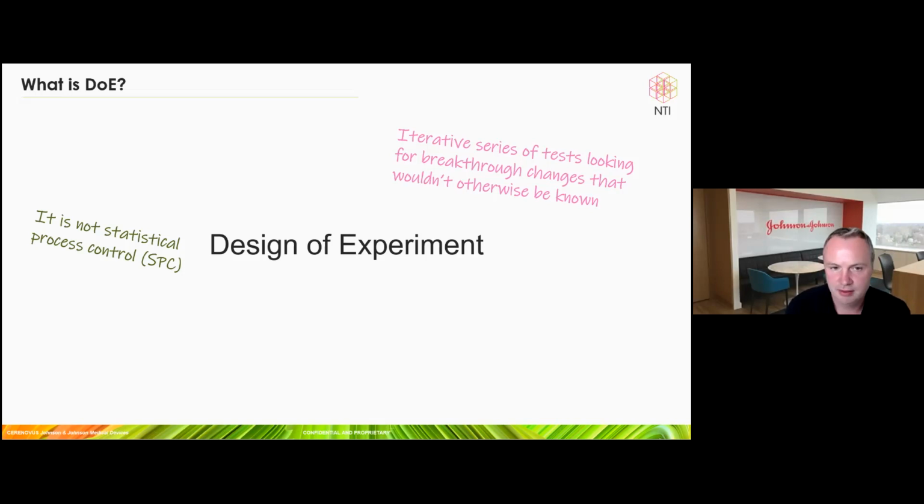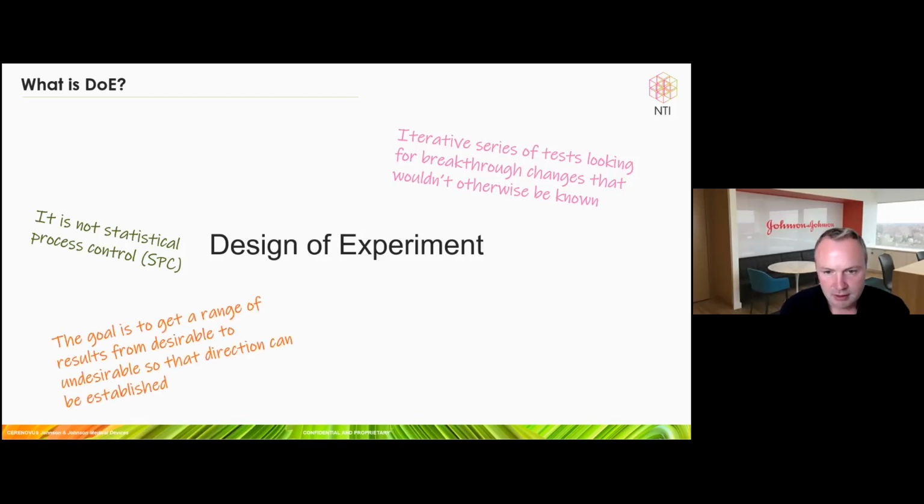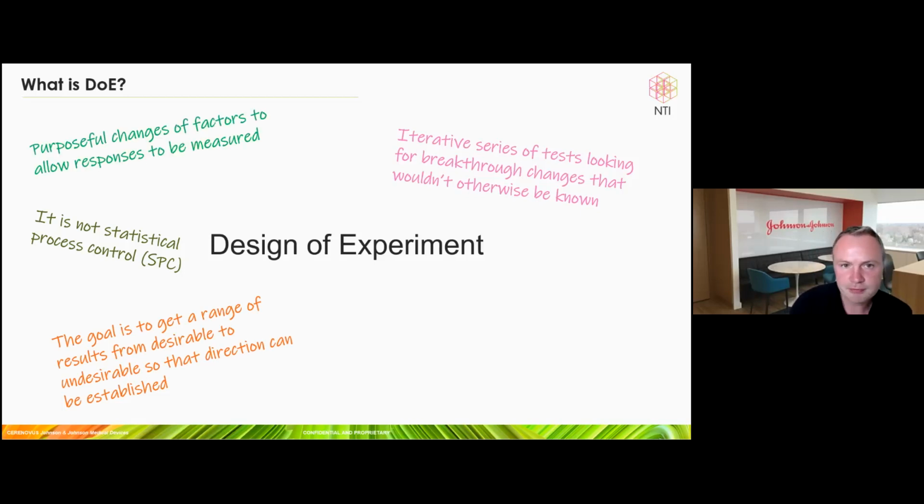You wouldn't run it on a known process where all you want to do is control the process, trending or looking for outliers. It's all about looking for big changes. When you set about doing a design of experiment, you're casting a broad net, so you want to explore your full range, push it as much as possible so you get a directionality from the results that you have. And you're doing this in a very purposeful way, okay?